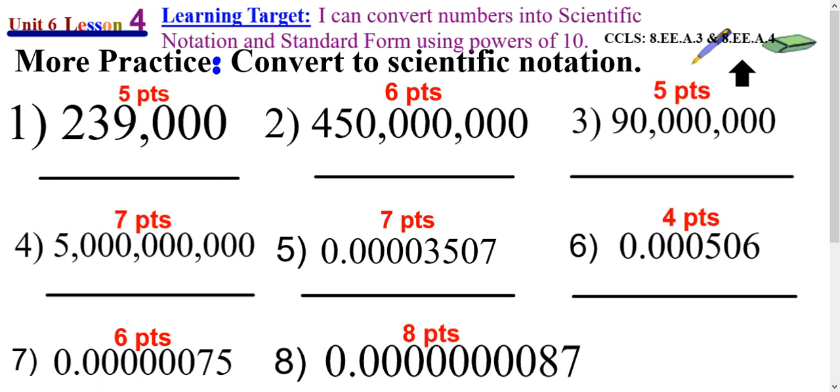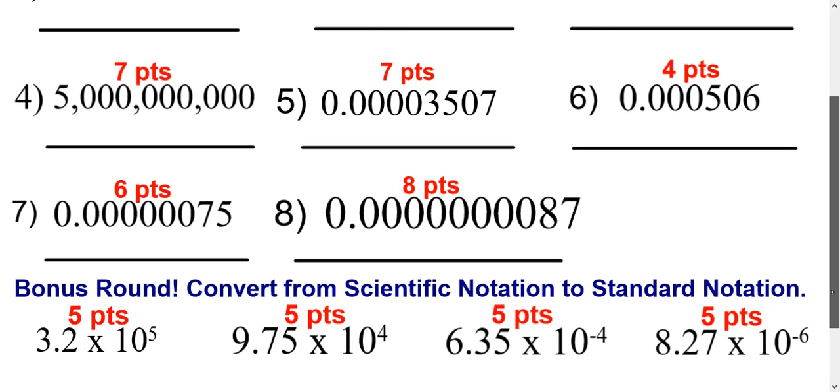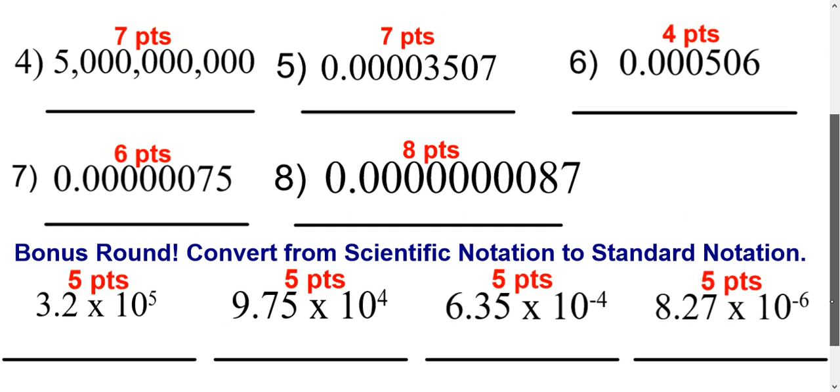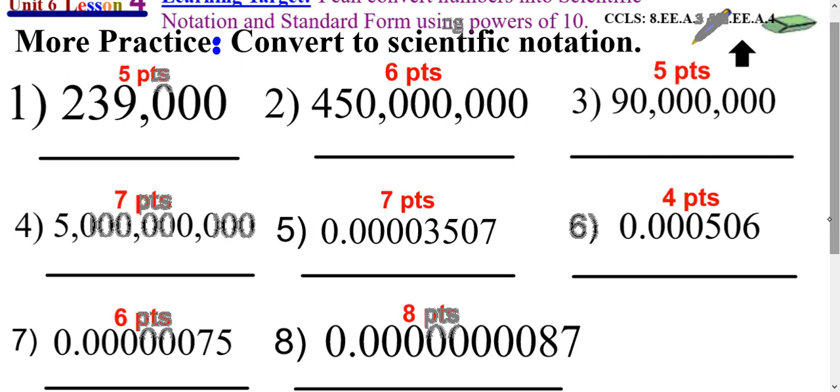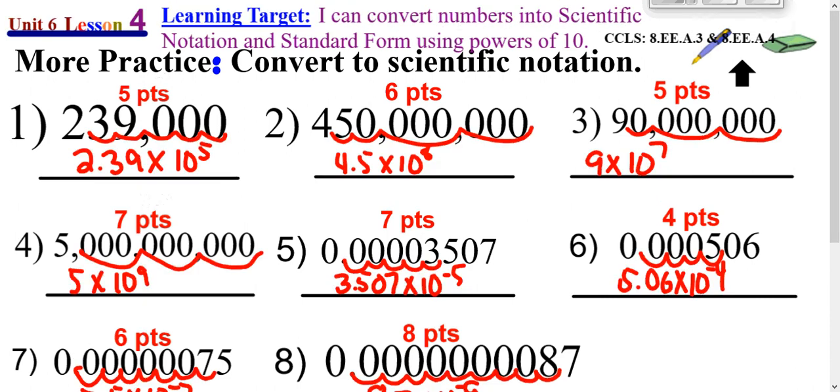So this is all practice. We're going to pause the page and there's a bonus round on the bottom. Do the whole page. We'll go over it. When you come back, we will have the answers down. Just make sure you understand that larger numbers are positive exponents, smaller numbers are negative exponents. We'll be right back. Okay, here are the answers.